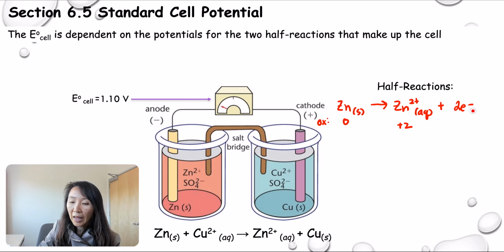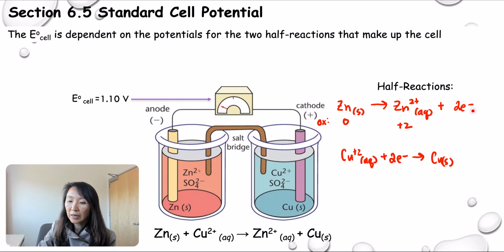For the cathode side, we have copper 2+ aqueous. I'm going to go ahead and add 2 electrons in and it forms copper solid. And how did I know that? Well, the oxidation number for copper 2+ is +2 and copper is just 0. And so you needed to add 2 electrons in order to go from +2 to 0.